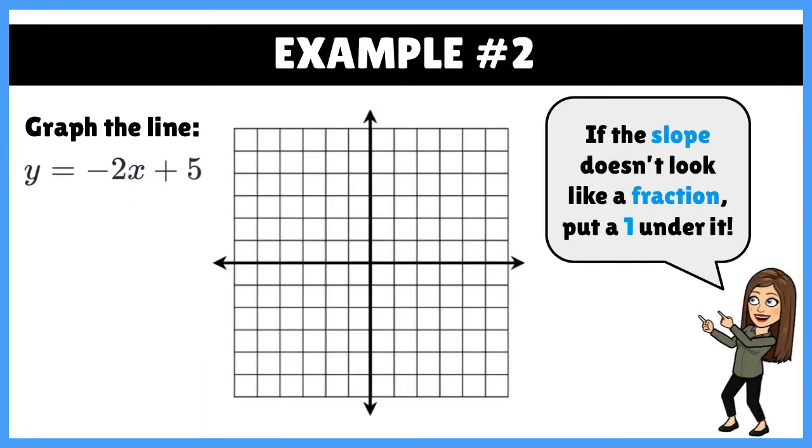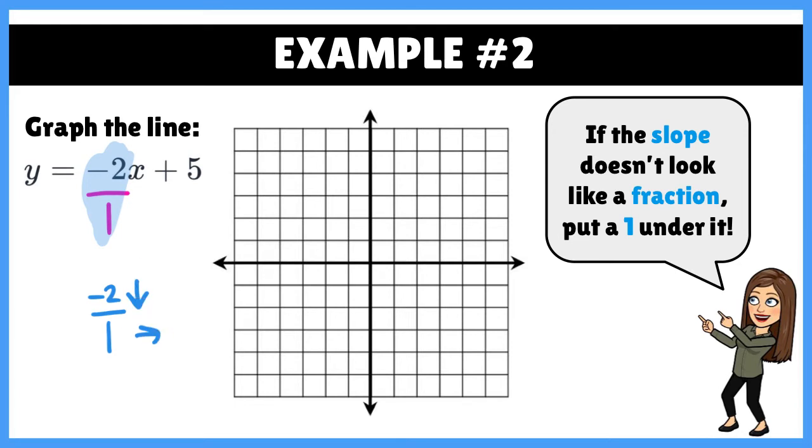This one has a slope of -2. So just a quick reminder, if the slope does not look like a fraction, you want to put a 1 under it, because we like our slopes to look like fractions so that we can do rise over run. Okay, so now our slope is -2/1. That's our slope, -2/1, which means this time we are going to have to go down because it's negative. We're still going to go to the right because that 1 is technically a positive 1, but we're going to go down because it's negative. You can basically always go to the right. And then if the top number is positive, you go up. If the top number is negative, you go down.